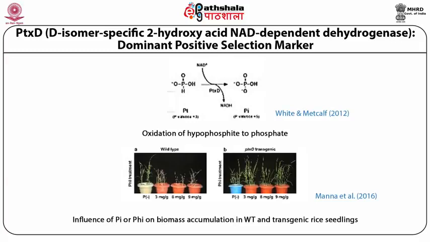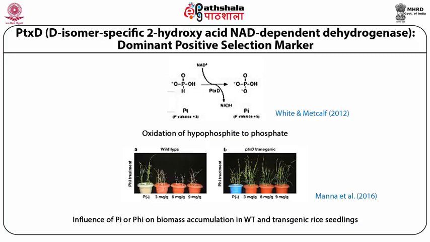Recently, one particular gene is used, which is isolated from Pseudomonas stutzeri. It's PTXD, an isomer-specific 2-hydroxy acid NAD-dependent dehydrogenase. When this is expressed in the plant, it is able to utilize phosphite and survive in the medium containing phosphite. Normally, plants cannot utilize phosphite. Plants can only use phosphate.